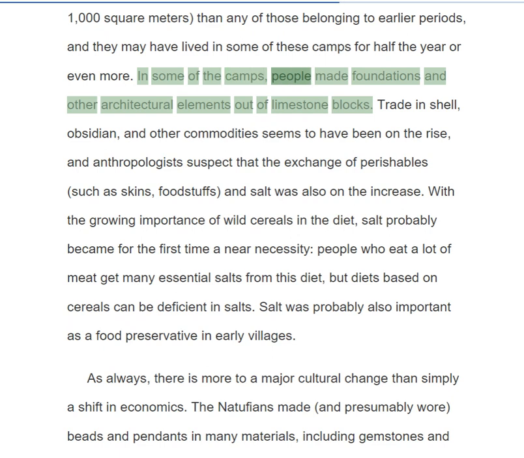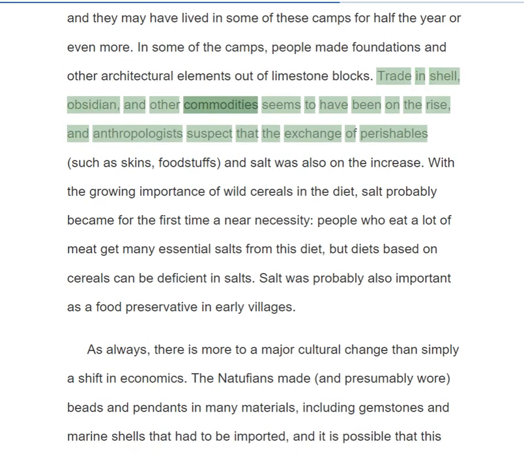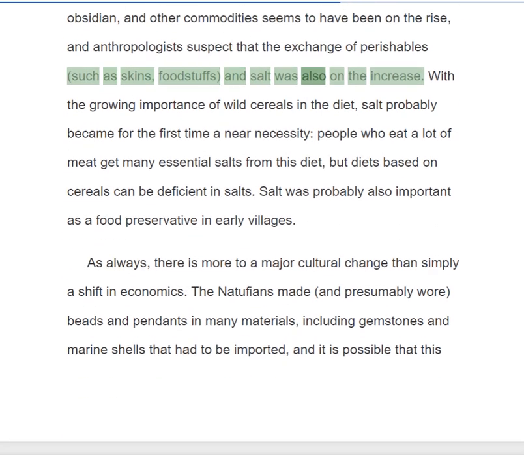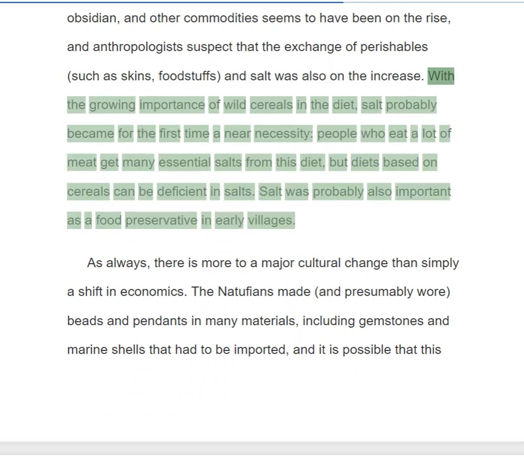In some of the camps, people made foundations and other architectural elements out of limestone blocks. Trade in shell, obsidian, and other commodities seems to have been on the rise, and anthropologists suspect that the exchange of perishables and salt was also on the increase. With the growing importance of wild cereals in the diet, salt probably became for the first time a near necessity. People who eat a lot of meat get many essential salts from this diet, but diets based on cereals can be deficient in salts. Salt was probably also important as a food preservative in early villages.